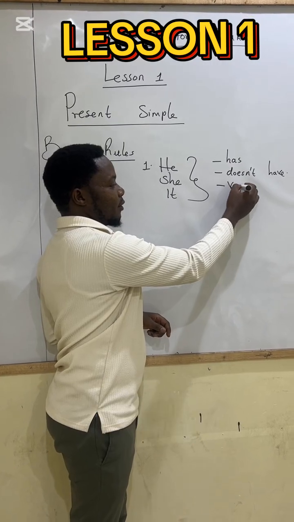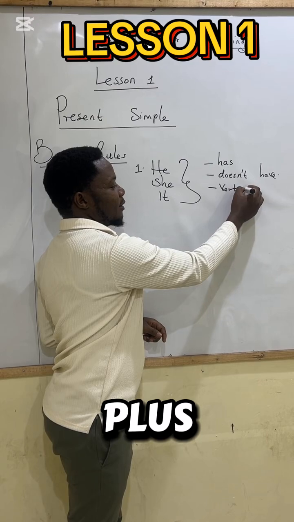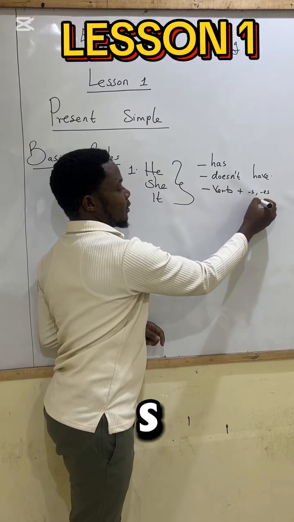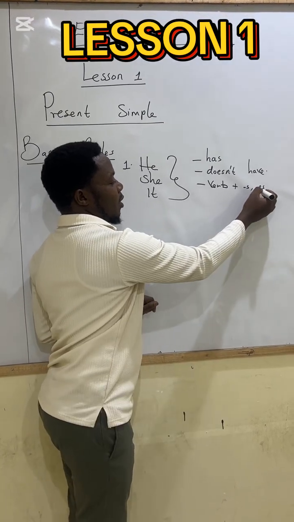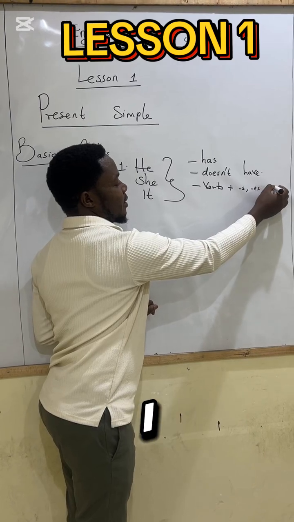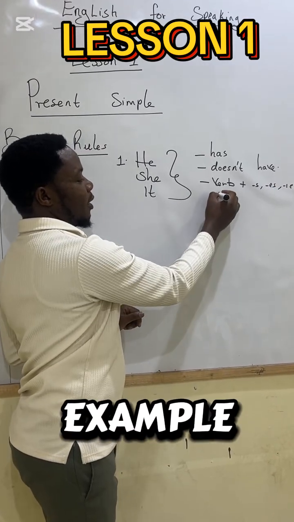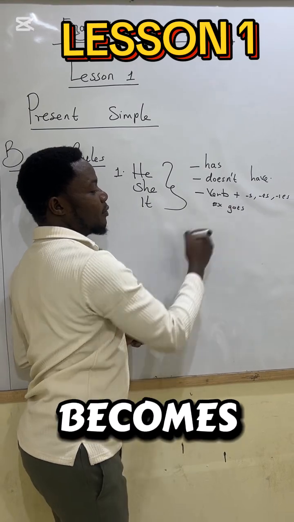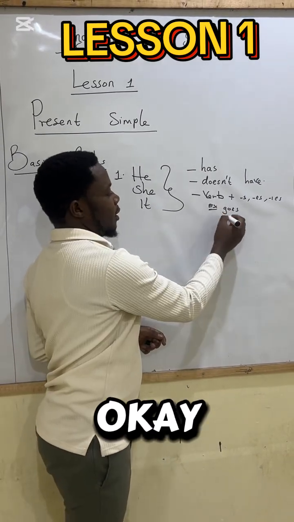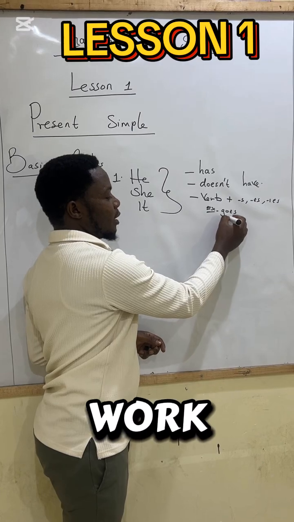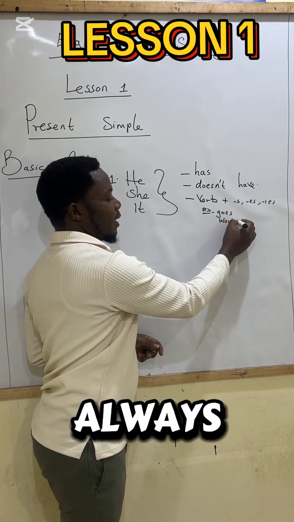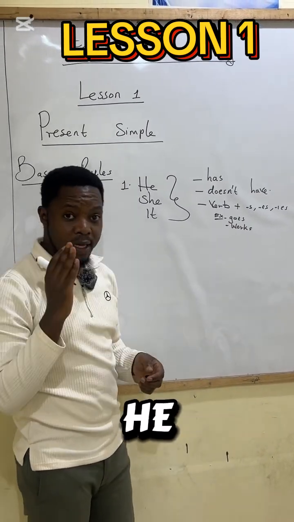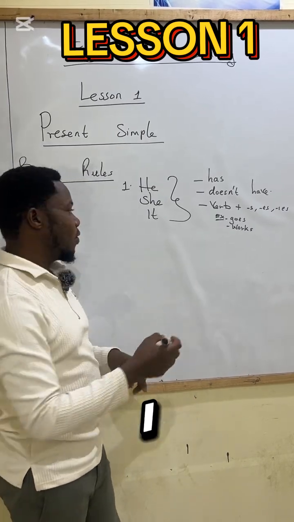Okay. Number two, when we use these ones here, we always use the verb plus either s or es. For example, also we can say ies. For example, here if the word go, so we add es and then it becomes goes. Okay. Then if it is work, we always add s to become works. So that's why we say he works, but I work.